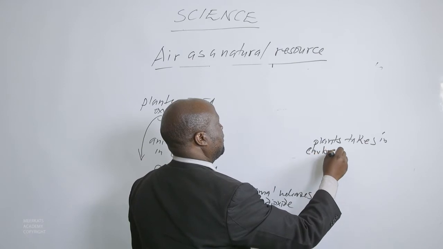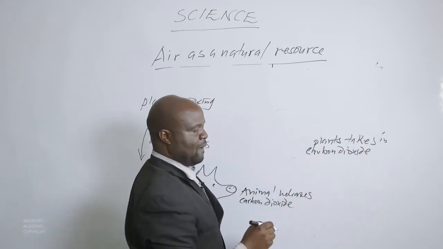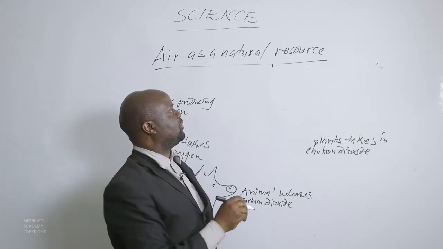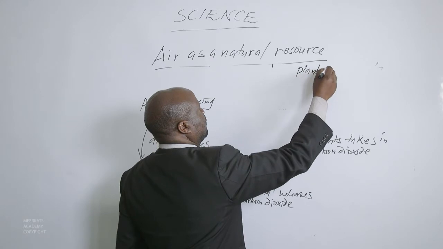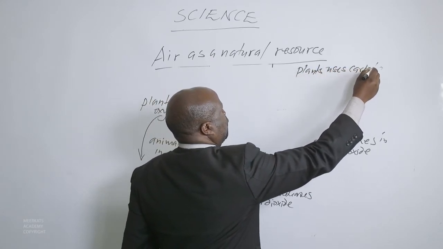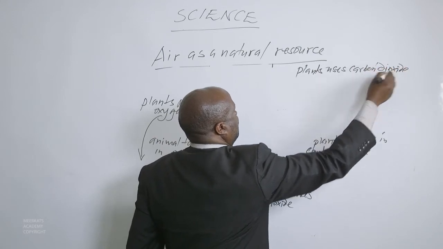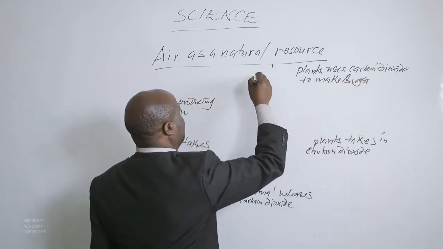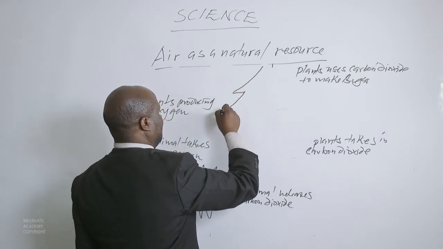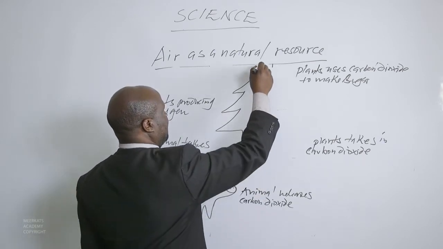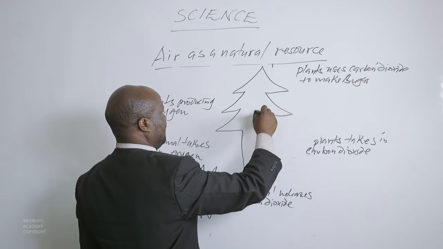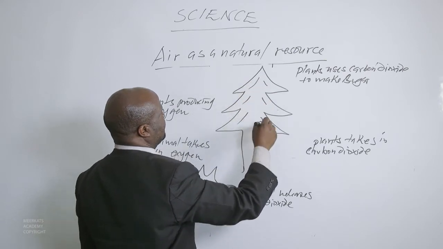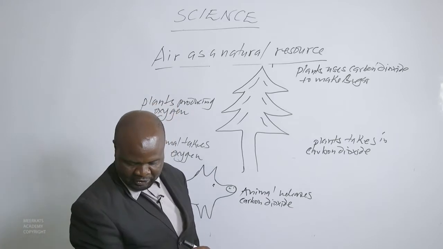Plants take in carbon dioxide. Plants use carbon dioxide to make sugar. Then we can have this one as part of the trees, representing a tree. This one can be a tree trunk.